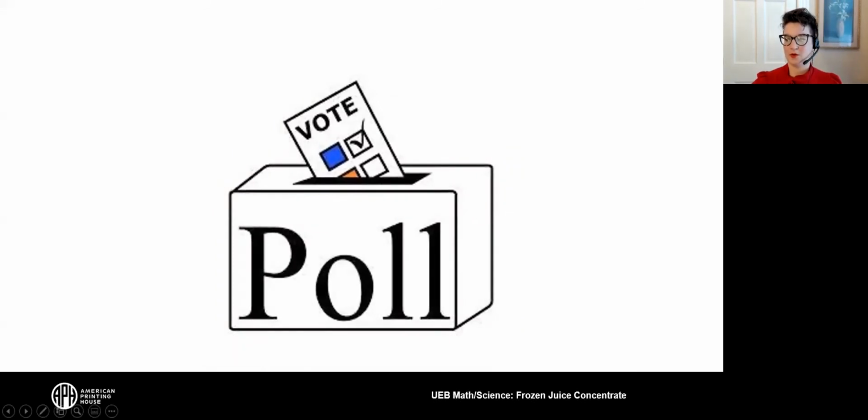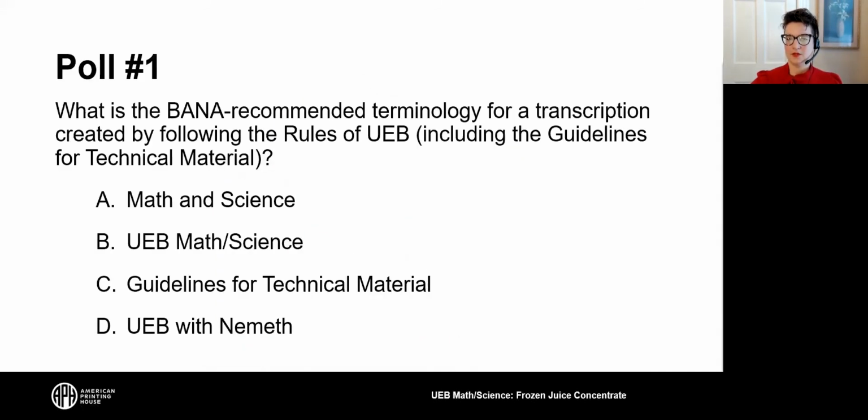So here is our first poll. Question is, what is the BANA recommended terminology for a transcription created by following the rules of UEB, including the guidelines for technical material? Is the BANA approved terminology math and science, UEB math/science, guidelines for technical material, or UEB with Nemeth?